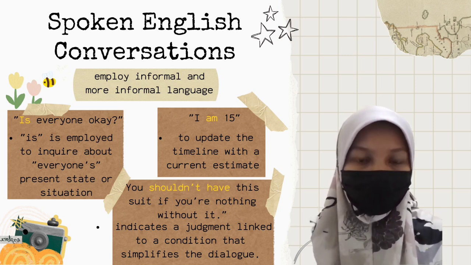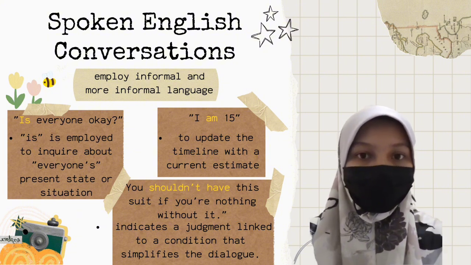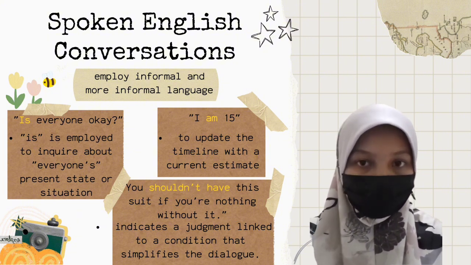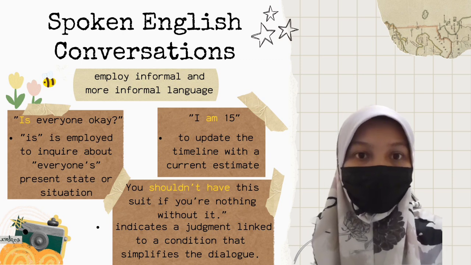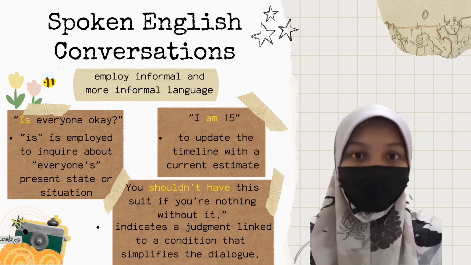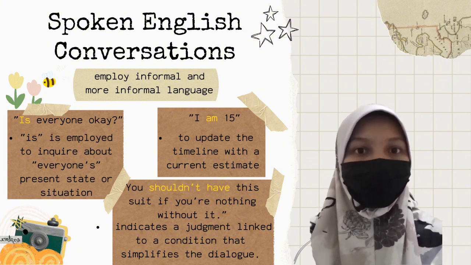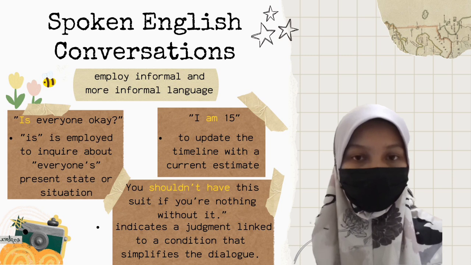For instance, the character Peter Parker addressed the character Tony Stark with a question at the 20-second mark in the video clip. "Is everyone okay?" was his query. What makes it present simple? This is due to the verb "is" being used. This is because the verb is employed to inquire about everyone's present state or situation.